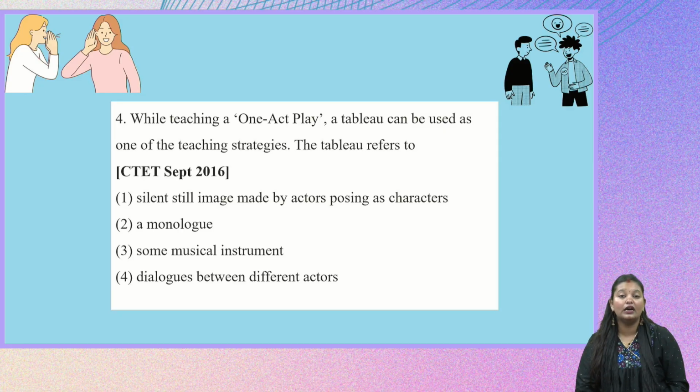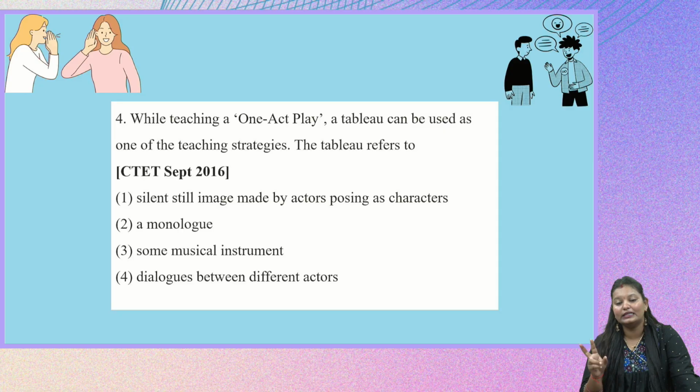This comes under a visual kind of TLM. So the options are a silent still image made by actors posing as characters, a monologue, some musical instrument, dialogues between different actors. If we see here, we are talking about a one-act play. So, will we only have a monologue? Will we use some musical instrument? So, you can easily make out that these 2 options don't seem appropriate.